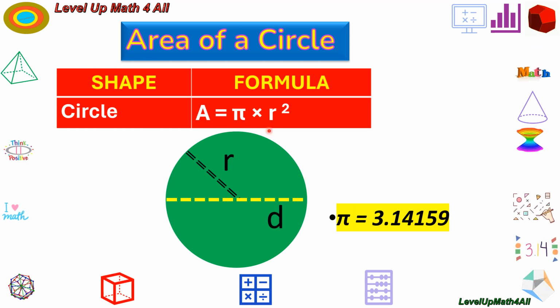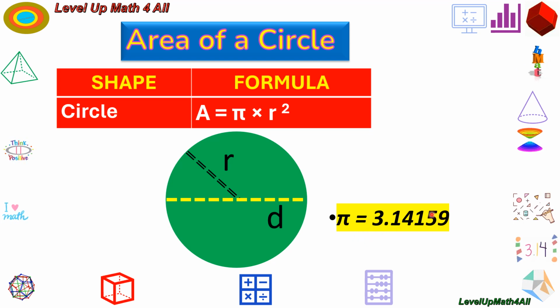What do we mean by pi? What do we mean by r? Pi is a mathematical constant that represents the ratio of the circumference of a circle to its diameter. So first of all, we need to know what the diameter is, then understand what the radius is, and then why the pi value is 3.14159.